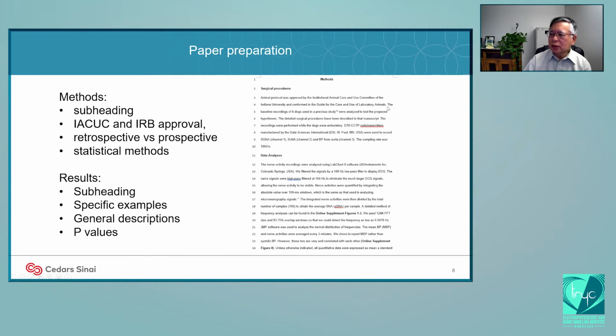Some reviewers or editors want you to cite it, then you cite. That's an unlatched publication. Otherwise, this is a common statement. Just make sure that you have IRB approval of the study. What is your clinical trial registration? Put it up front. Then, how the surgery was done, what was implanted in the dog, and so forth.